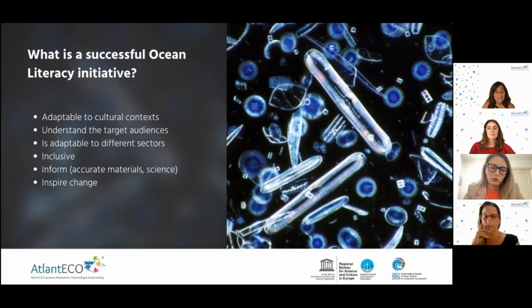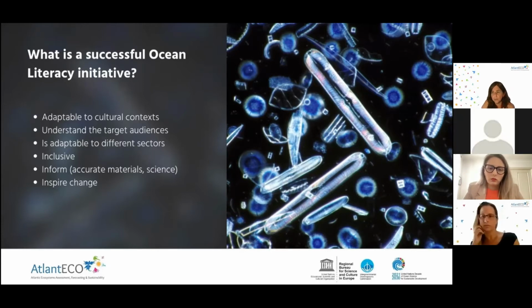Again, that it is adaptable to different sectors, inclusive, of course. We need to be sure that we are able to include, for example, traditional knowledge, that we are including other types of knowledges that exist, and that we are not only including the scientific knowledge. Of course, we need to be sure that we are accurate, that what we do is based on science, and of course, inspire change. Again, I insist on this idea that if we want to measure the success of an ocean literacy initiative, we really need to be able to measure behavior change.